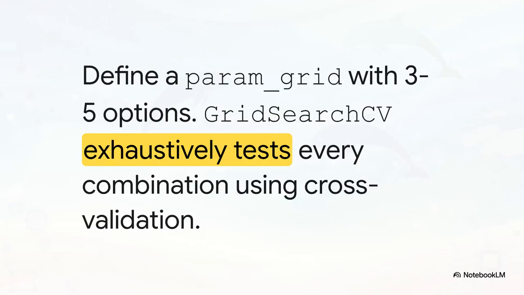So how does this magic work? It's actually pretty simple. You create what's called a param grid. Think of it like a shopping list of all the different settings you want to test out. Now, a little tip here. Don't go crazy. Maybe pick 3 or 5 options for each setting.